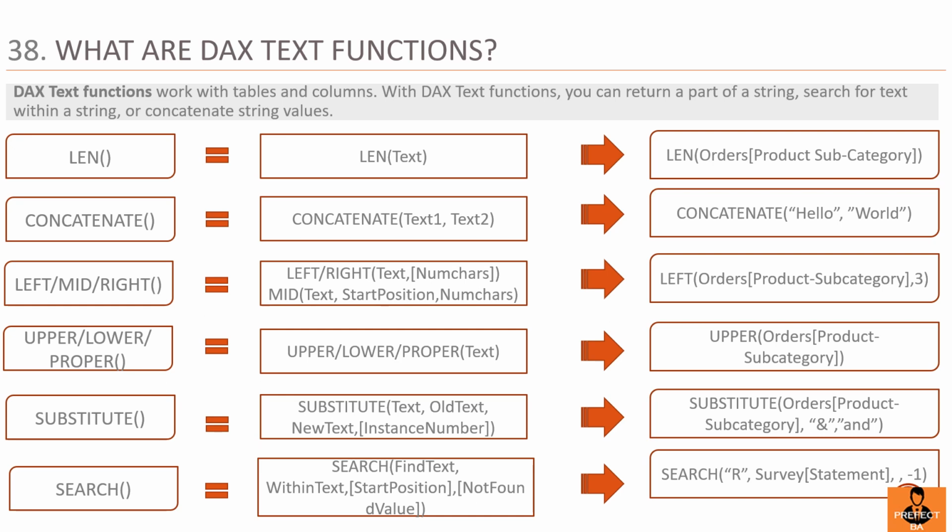Search function returns the position where a specified string or character is found, reading left to right. In the example, if the statement contains the word service, then the output would be 3 as the position of character R in service is 3.